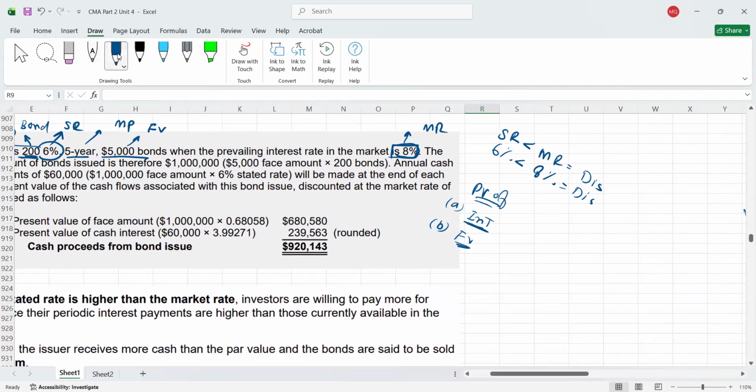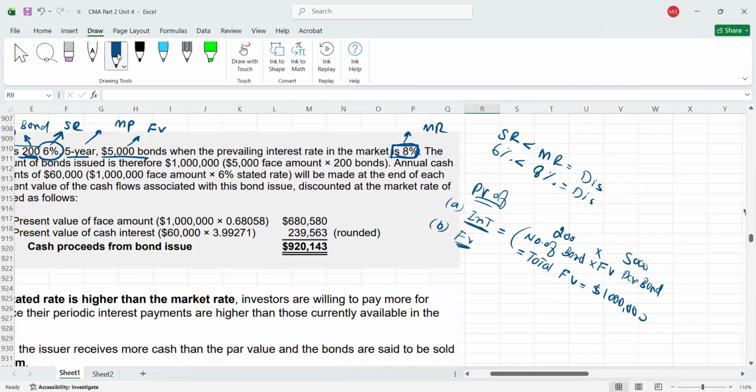I'm calculating the interest in total. So you take the number of bonds and multiply by the face value per bond. This will give you the total face value. For example, the number of bonds in the question is 200, and the face value per bond is 5,000. If you multiply, the total face value is going to be $1 million.